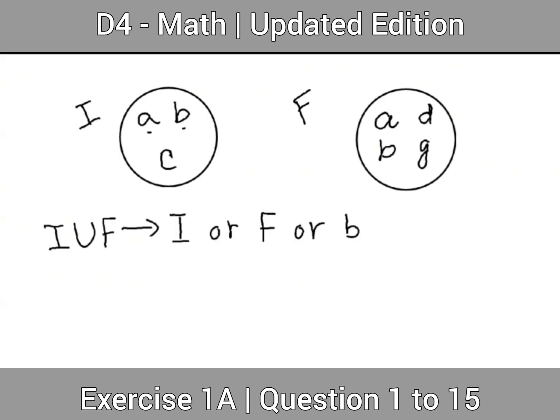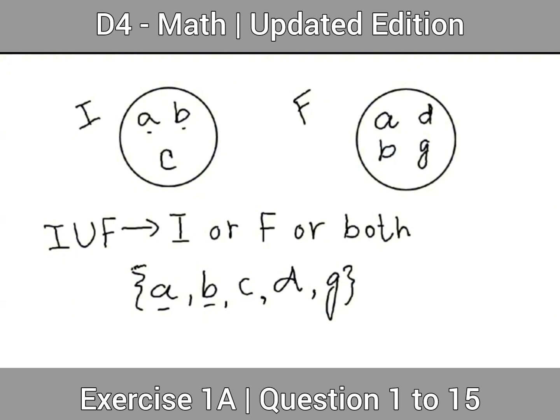Now you can see A, B, and C. A and B already like ice cream, but D has not been included yet, so it has to be included in the set, and so does G. So this is the set of people who like ice cream or fruits, or both of these.